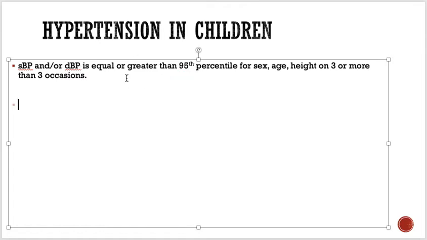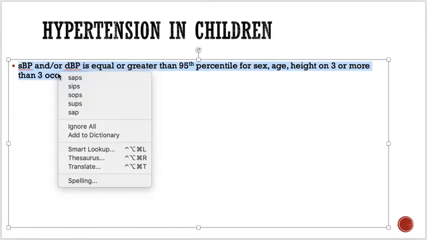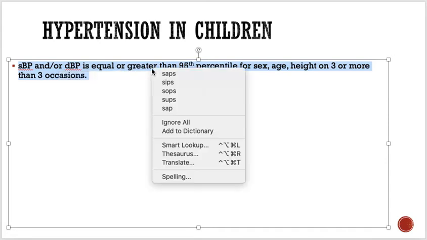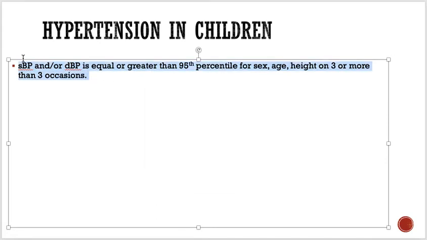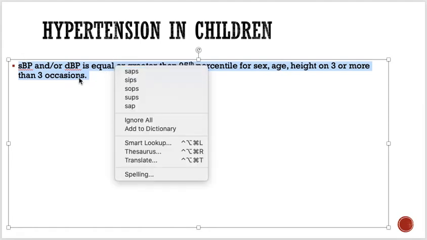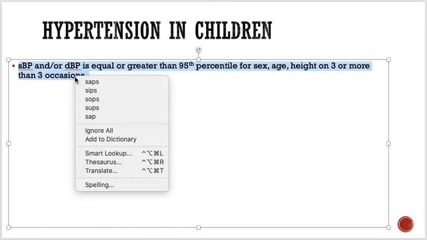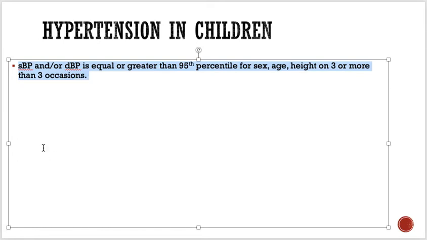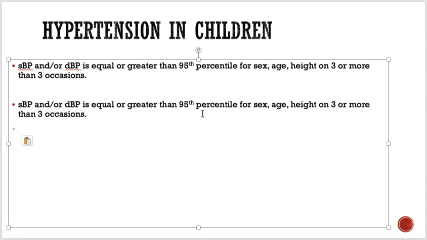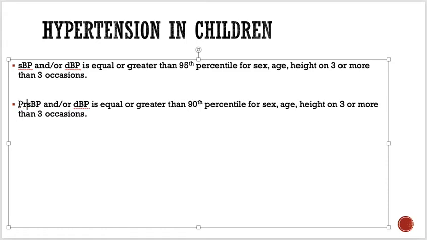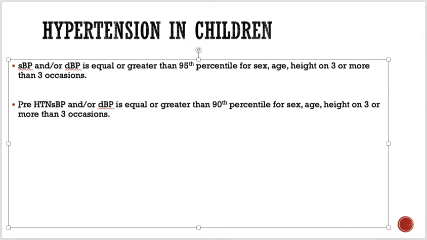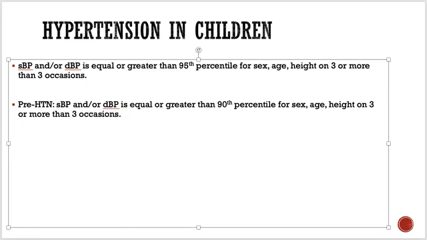Simply, if you remove the 95 and make it 90, it will become the definition for pre-hypertension in the kids.